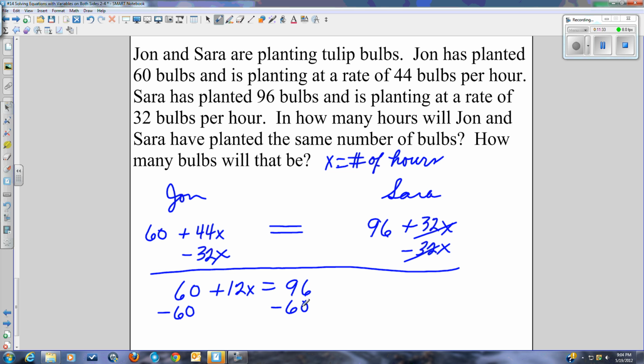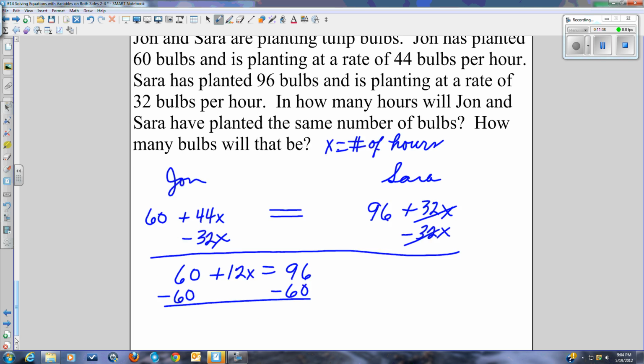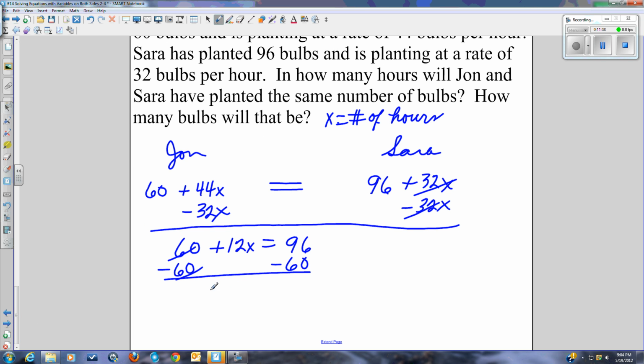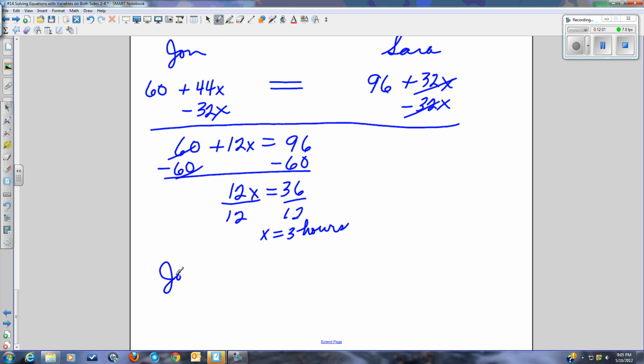We want to subtract 60 from each side, and we're left with 12x equals 36. Divide each side by 12, and we get that x equals 3. So, when they've both been planting 3 hours, they will have planted the same number of bulbs. Now, how many bulbs will that be? What we're going to do is plug that 3 in place of the expression for John, and it should be the same amount for Sarah.